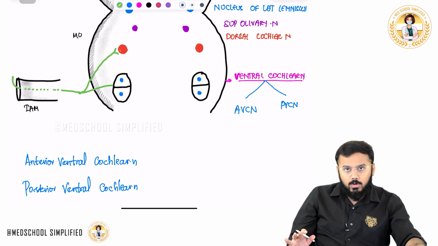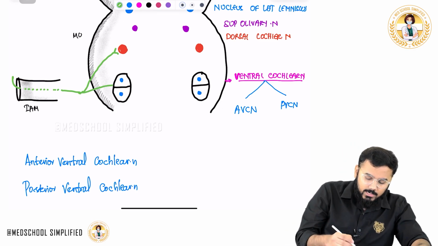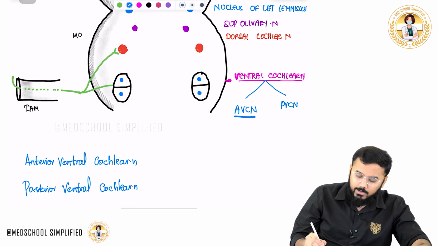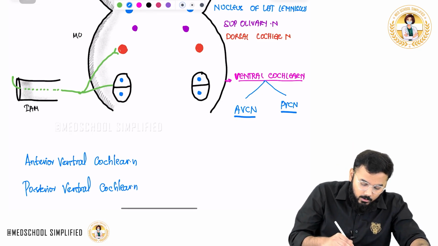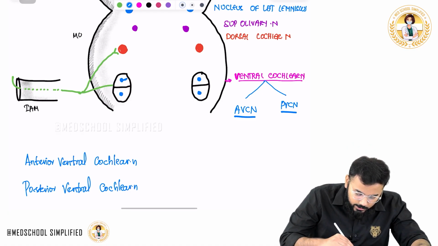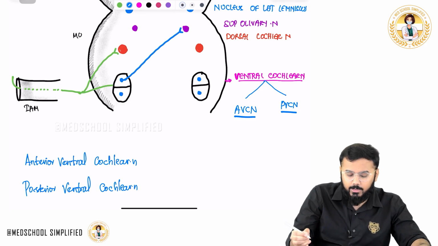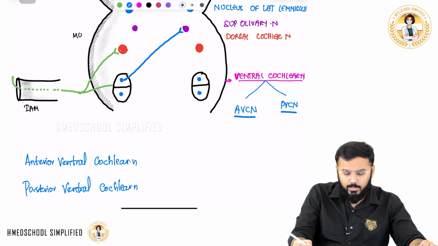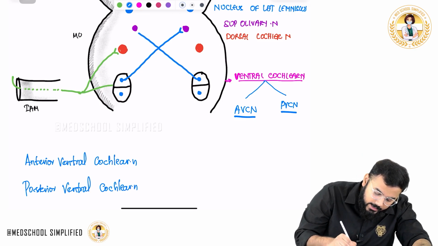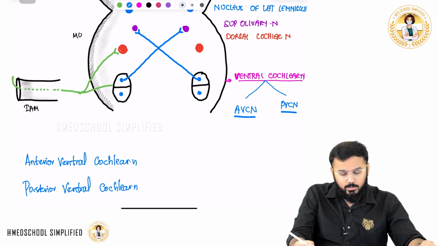Now, if ventral cochlear nucleus is activated, what is happening? From the ventral cochlear nucleus, we have anterior ventral and posterior ventral. Now, this is your anterior ventral. From this anterior ventral nuclei, the fibers run and they activate your superior olivary nucleus. So here also the fibers run and they activate your superior olivary nucleus.